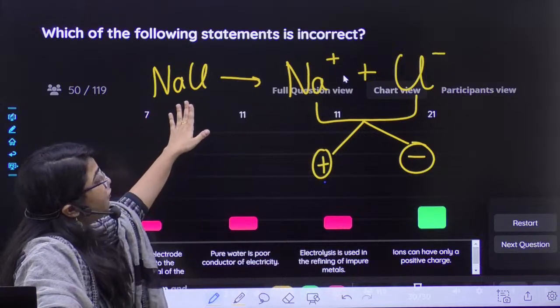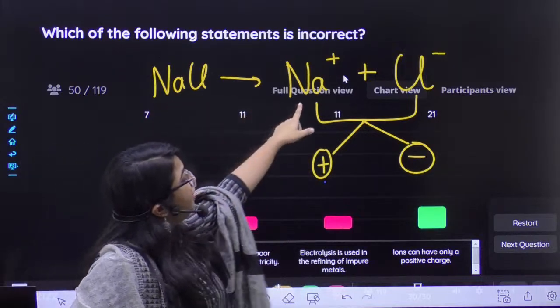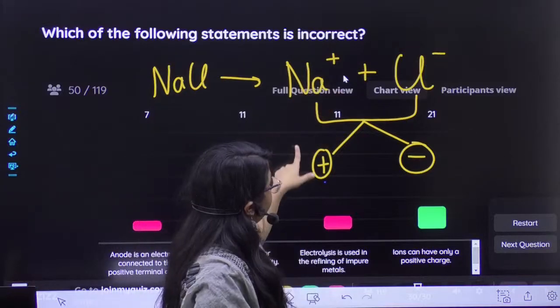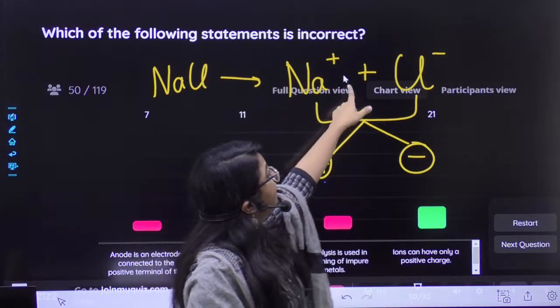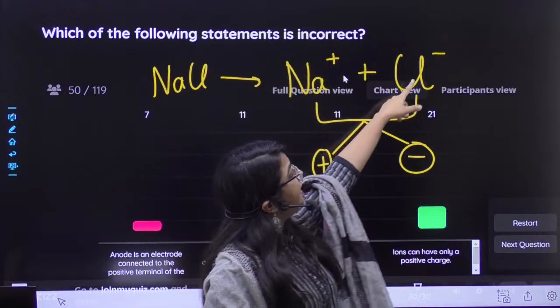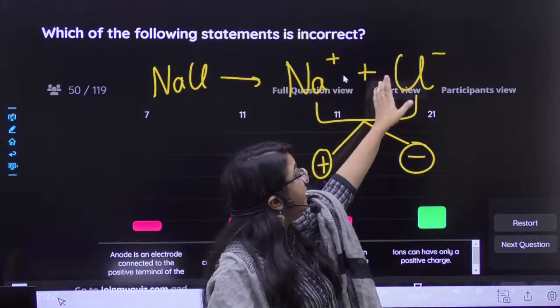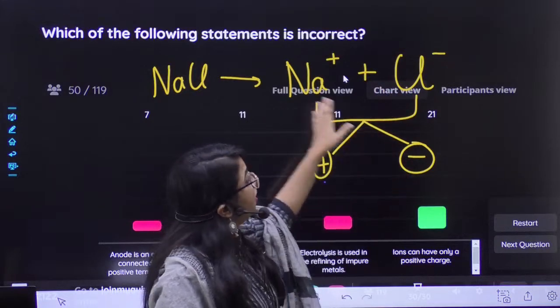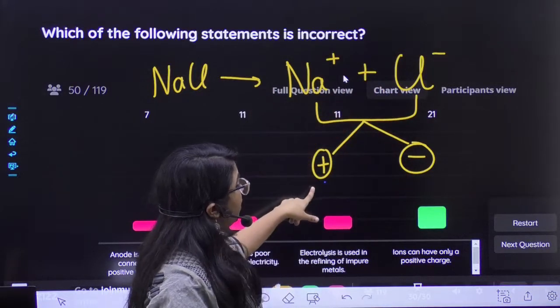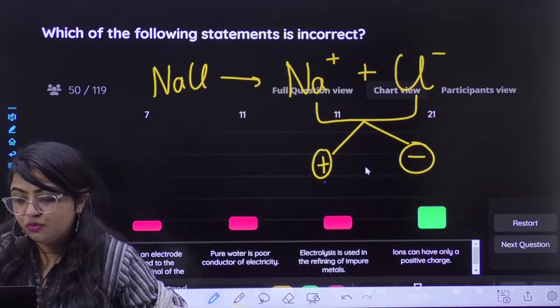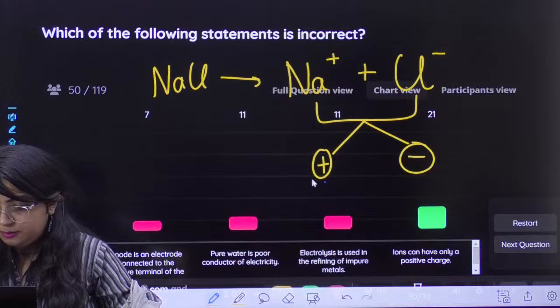This can be seen from NaCl. When NaCl breaks down, it gives sodium ion which carries a positive charge. So the positive ion is called a cation and the negative ion is called an anion. So chlorine, Cl minus, will be called chloride. So here we have 2 ions, positively charged and negatively charged. So we can't say that ions only have a positive charge.